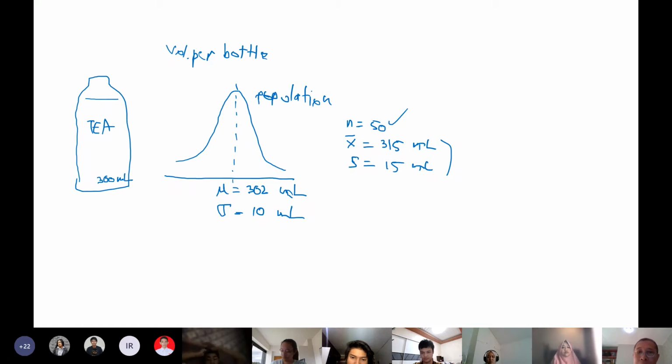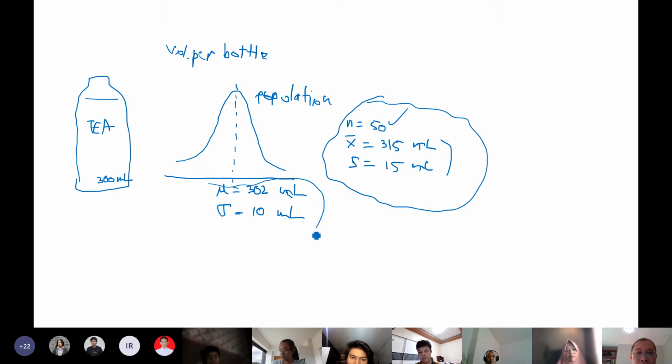So what we want to do then, again, using this hypothesis testing, is we want to check if this represents a deviation from the population. And this is the population, okay? So the population is characterized by these two numbers. The population mean is 302. The population standard deviation is 10. And you want to check if these numbers are significantly different or statistically different from those numbers. Okay, we do that by hypothesis test.